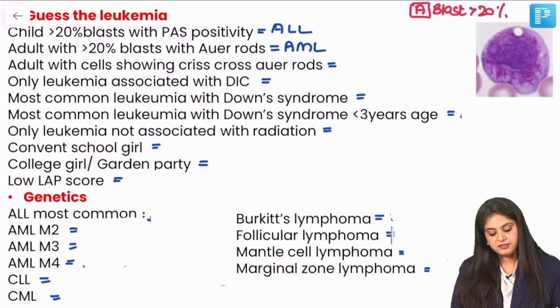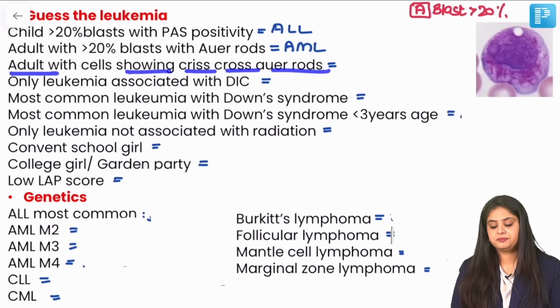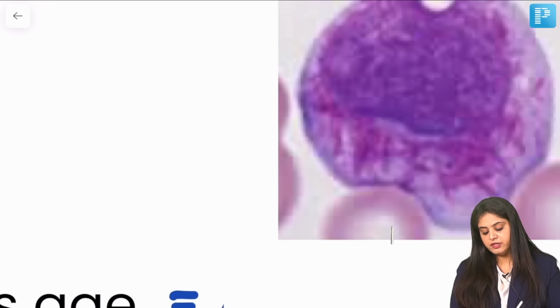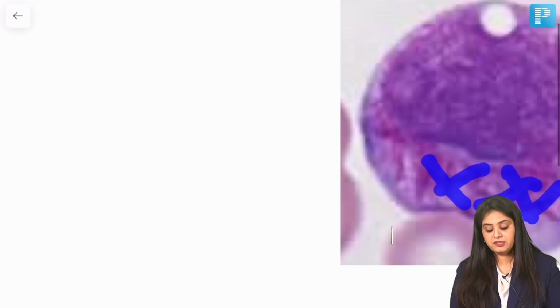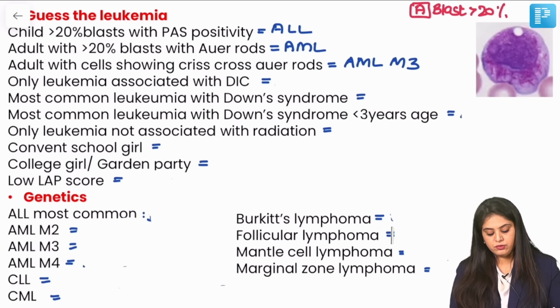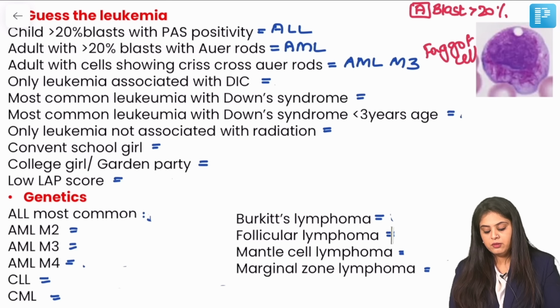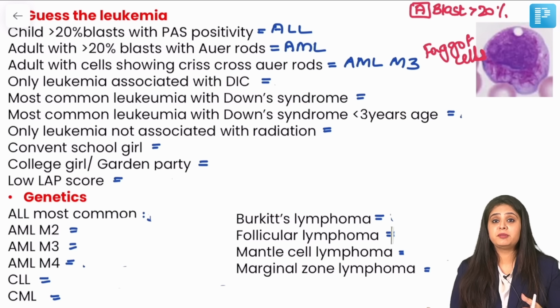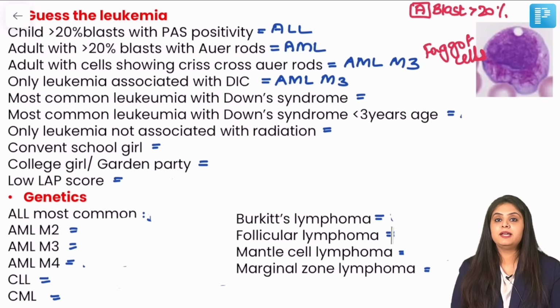Now let's read further. Which are the cells which show crisscross OR rods? OR rods, myeloblast, AML. Which is the AML which shows you crisscross? Like you see over here, so many OR rods becoming crisscross. That is AML M3. And do you know what these cells are known as? These are referred to as the faggot cells. Moving on to the next, which is the AML that shows you DIC? Lot of clots, patient can die. That is also AML M3.